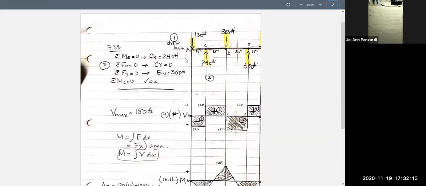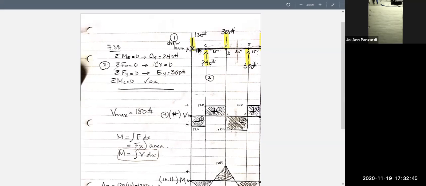So now we have our template. We draw a vertical line down every time there's a section, where there's some change happening. There's the 240 pounds here, the 300 pounds here, the 300 pounds here, and then at the end, it was 120 going down. The shear diagram followed the loading exactly. So at point A, there was 120 pounds going down, so I went down to 120.